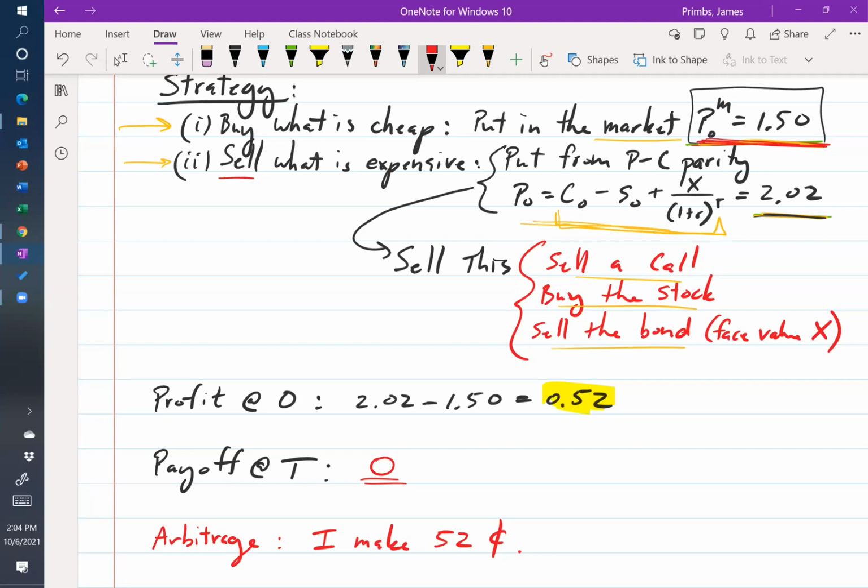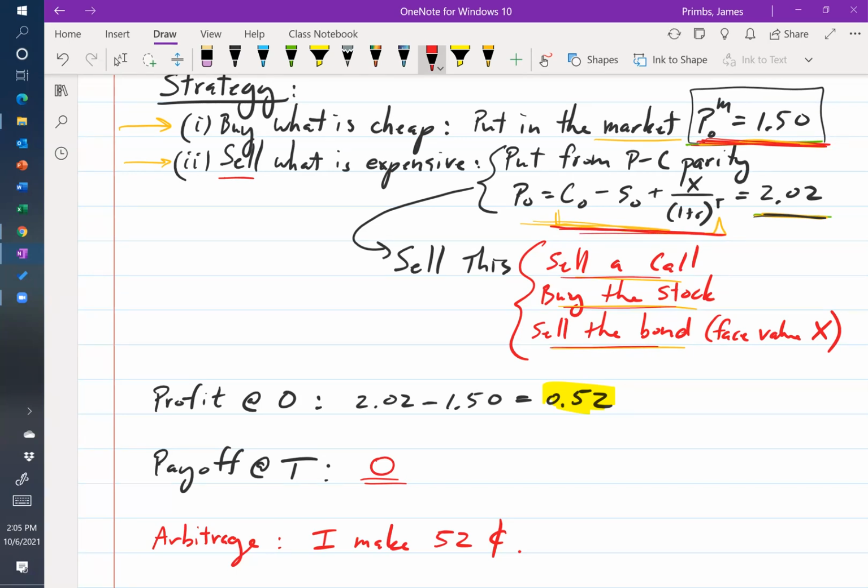Unfortunately, I don't want to be exposed to just buying a put, because if the stock goes up, I might not make any money. So what am I going to do? I'm going to buy the put for $1.50. Turns out I can essentially sell a synthetic put at the same time. What is the synthetic put? Put call parity tells me how to create a synthetic put. How do I do that? I sell a call, I buy the stock, I sell the bond. That's what put call parity is telling me.